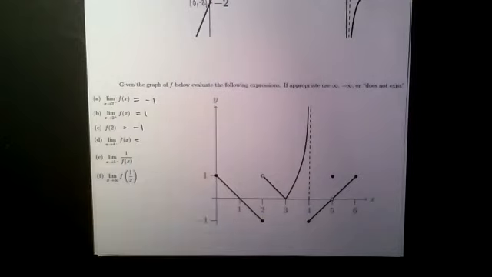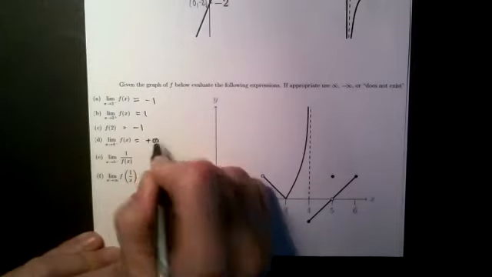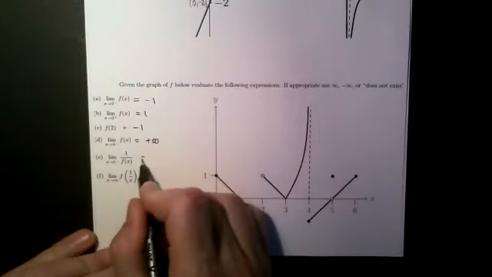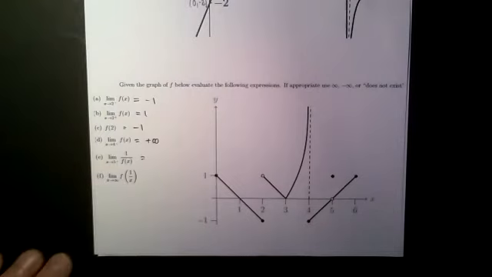Limit x approaches 4 from the left. Massimo? Positive infinity. Very good. Okay, 4 from the left side is getting close to plus infinity. Limit x approaches 5 from the left of 1 over f of x.